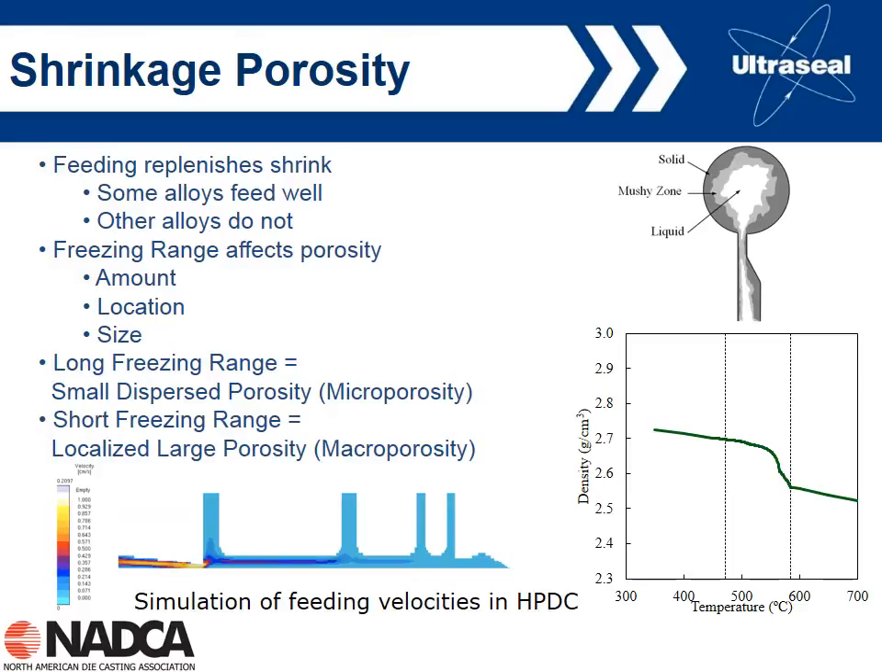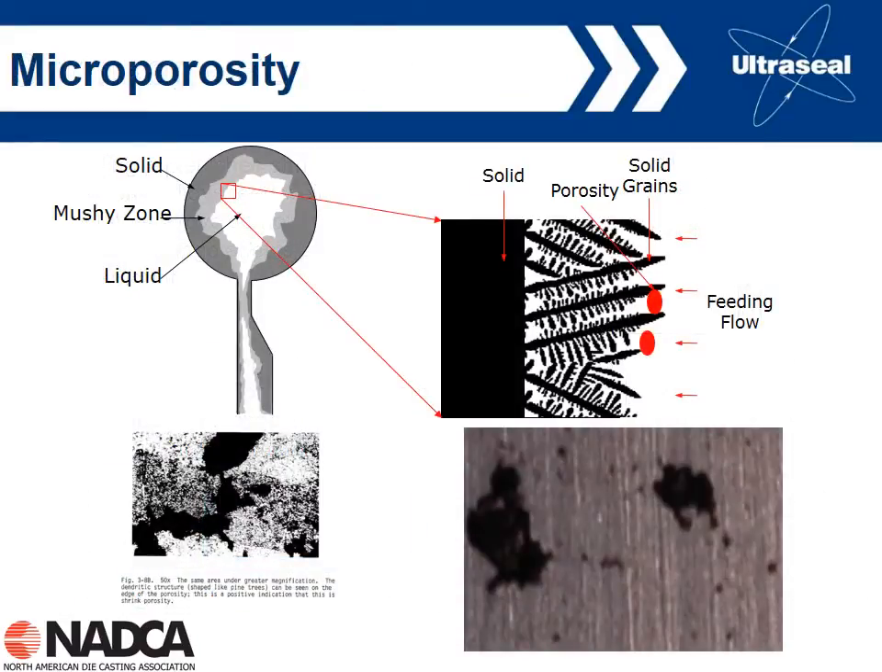So all the porosity in these types of alloys tends to form in the last part of the casting to solidify. And so we'll talk a little bit about that here. Let's talk a little bit about short freezing range alloys.